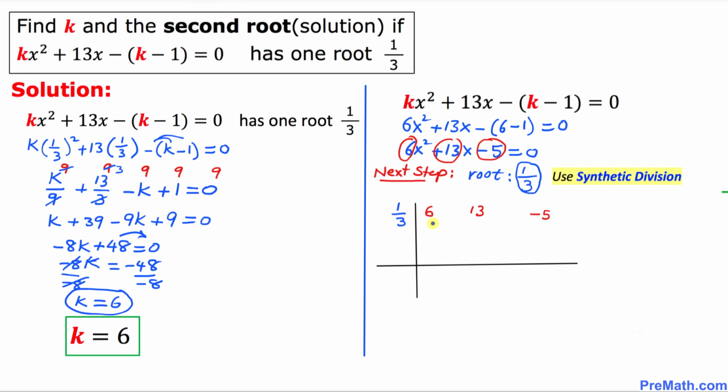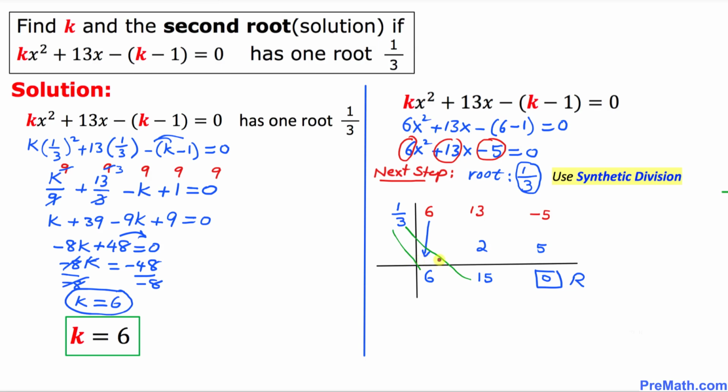The next step is, let's bring this first number 6 down all the way over here, and let's multiply diagonally. So 1 over 3 times 6 gives us 2. Now let's add: 13 plus 2 is 15, and let's multiply once again, 1/3 times positive 15 gives us positive 5. Let's add negative 5 and positive 5, which is 0, so our remainder turns out to be 0.